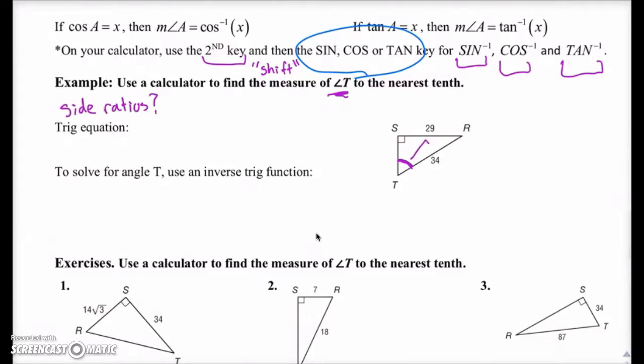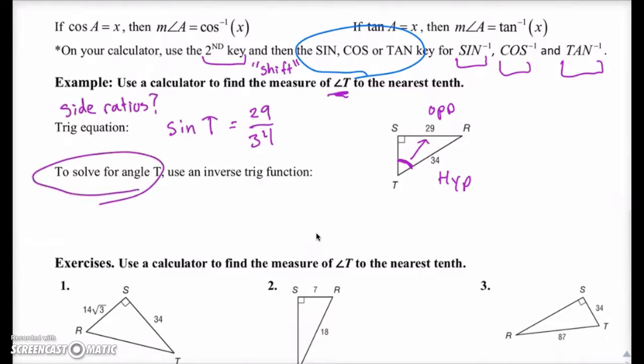Of course, easy enough, we have the opposite, and the 34 is the hypotenuse. So we're going to use sine of angle T equal to the opposite, which is 29 over the hypotenuse. Now to solve for angle T, we have to use the inverse trig function. So angle T should equal inverse sine of whatever that ratio is, which is 29 over 34.